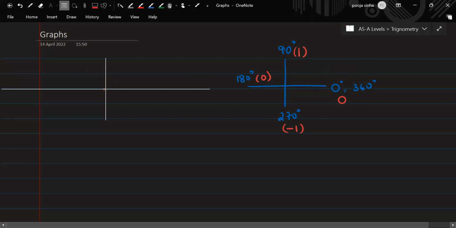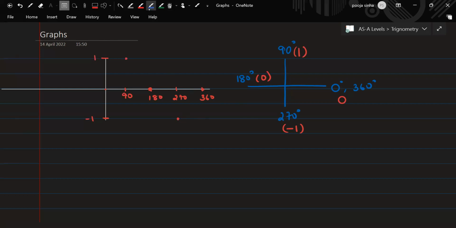So let's divide this. ये हो गया हमारा 0. This is our 90. This is 180. This is 270. And this is 360. यहाँ पर रख देते हैं -1 और यहाँ रख देते हैं 1. ठीक है? So when it is 0 degree, the value is 0, right? When it is 90 degree, the value is 1. When it is 180, it is again a 0. When it is 270, it is -1. 360 is again a 0, correct?